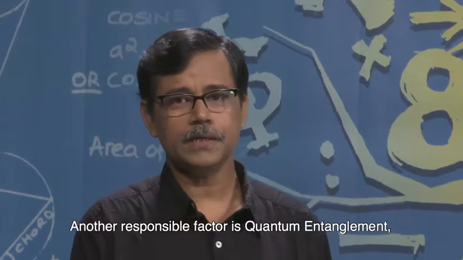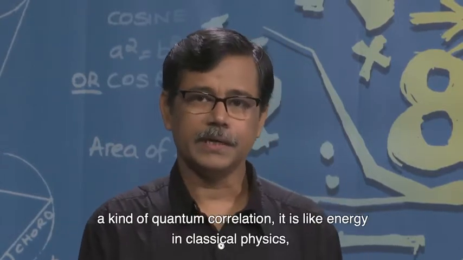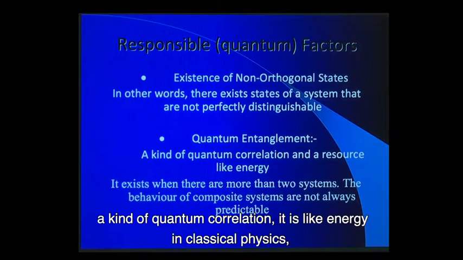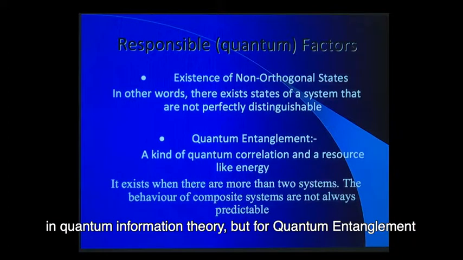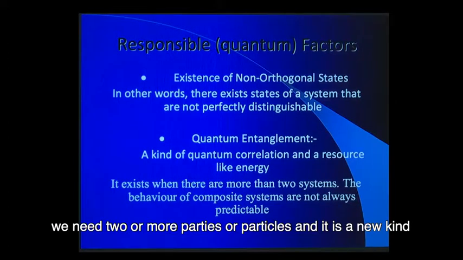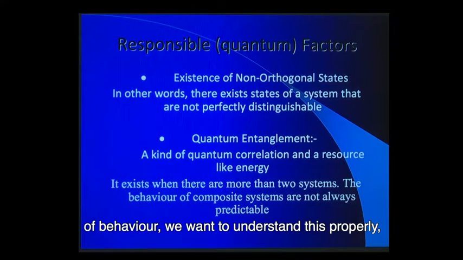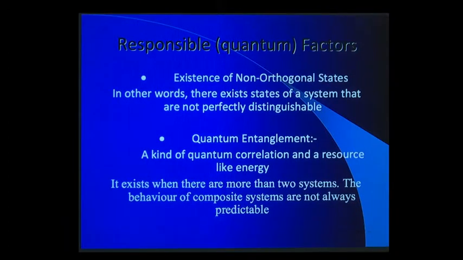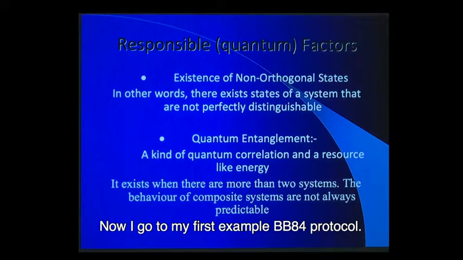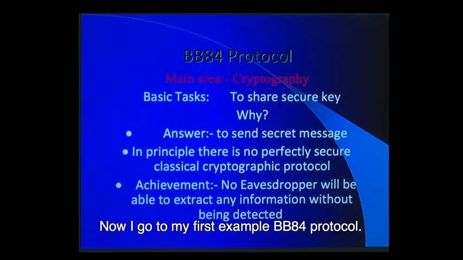Another responsible factor is quantum entanglement, a kind of quantum correlation. It is like energy in classical physics, in quantum information theory, but for quantum entanglement we need two or more parties or particles, and it is a new kind of behavior. We want to understand this properly. I will explain these things in the later slides as simply as possible. Now, I go to my first example, the BB84 protocol.